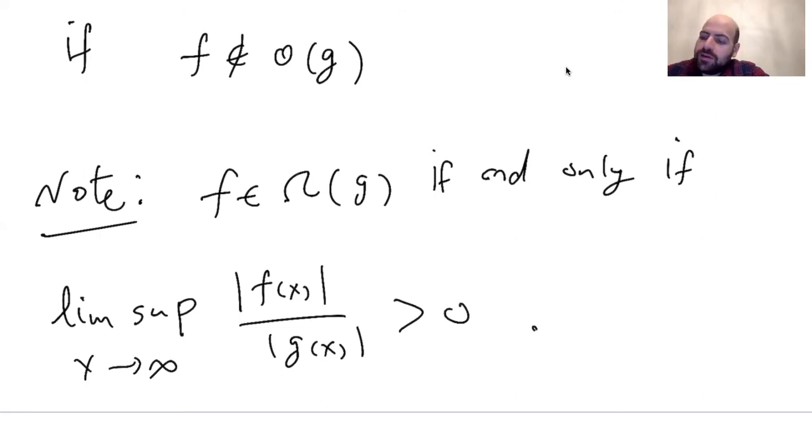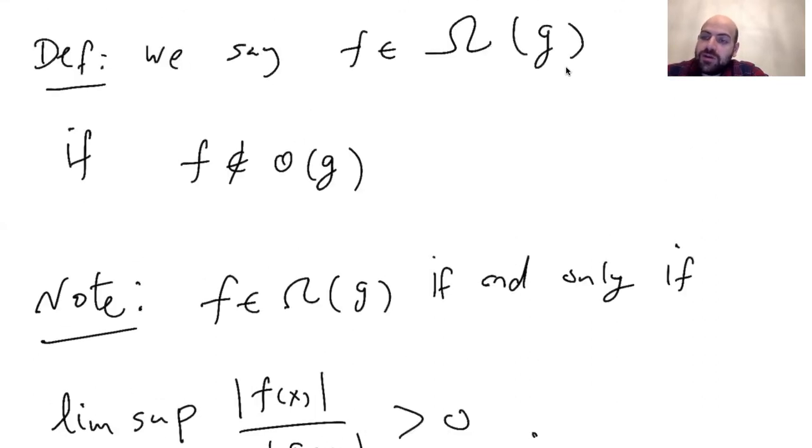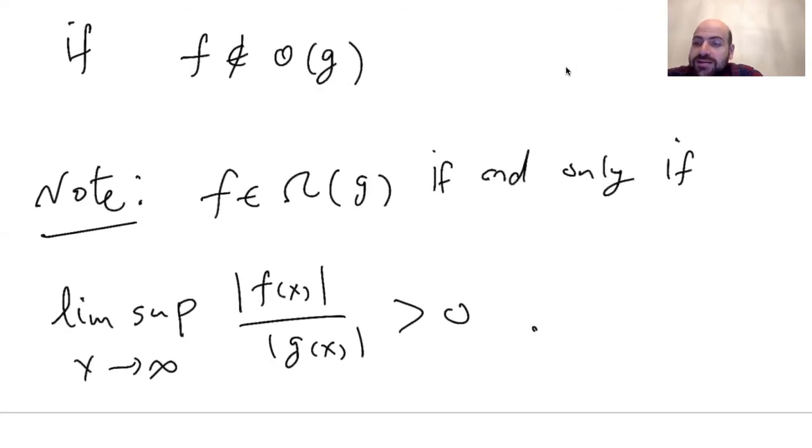Now, because I want this to be the negation of small o: if the limit of absolute value f over absolute value g is 0, then f belongs to small o. So one way for the limit to be not 0 is that it exists and is a positive number. In that case, it won't be 0, of course. And if the limit exists and is positive, then lim sup will also be positive.